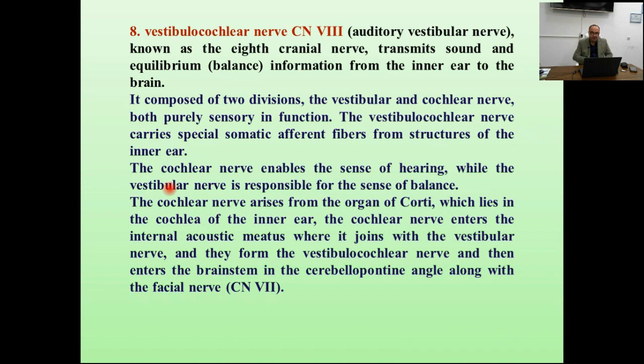The cochlear nerve arises from the organ of Corti, which lies in the cochlea of the inner ear. The cochlear nerve enters the internal acoustic meatus, where it joins with the vestibular nerve, and they form the vestibulocochlear nerve, and then enter the brainstem in the cerebellopontine angle along with the facial nerve. So the vestibulocochlear nerve is one of the most important cranial nerves involved clinically in what's called cerebellopontine angle tumor. A tumor arising from this region may damage the vestibulocochlear nerve.